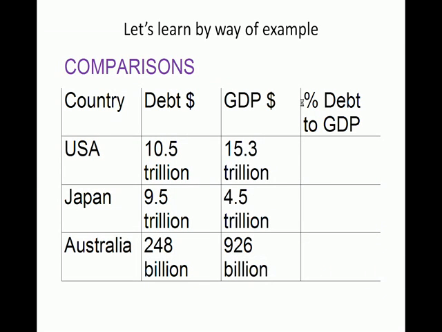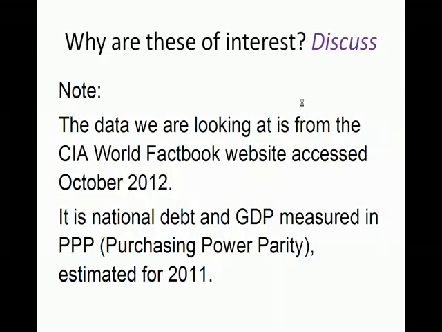10.5 trillion debt in USA, 15.3 trillion GDP for USA. 9.5 trillion debt for Japan, 4.5 trillion GDP for Japan. 248 billion debt for Australia, 926 billion GDP for Australia. Interesting. Why are we interested in these things? Why are these of interest?